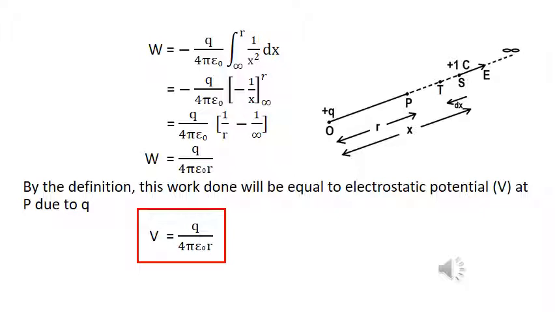Now by definition we can say this work done will be equal to the electrostatic potential at point P due to Q, and hence V is equal to Q by 4 pi epsilon naught into R. This is the required expression.